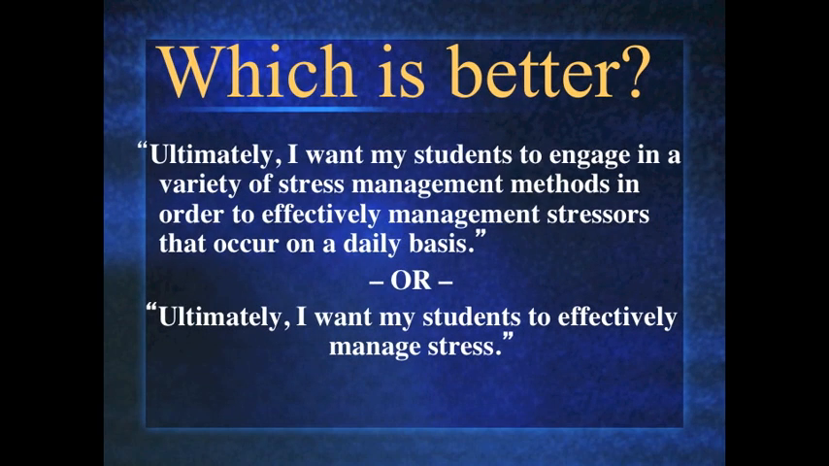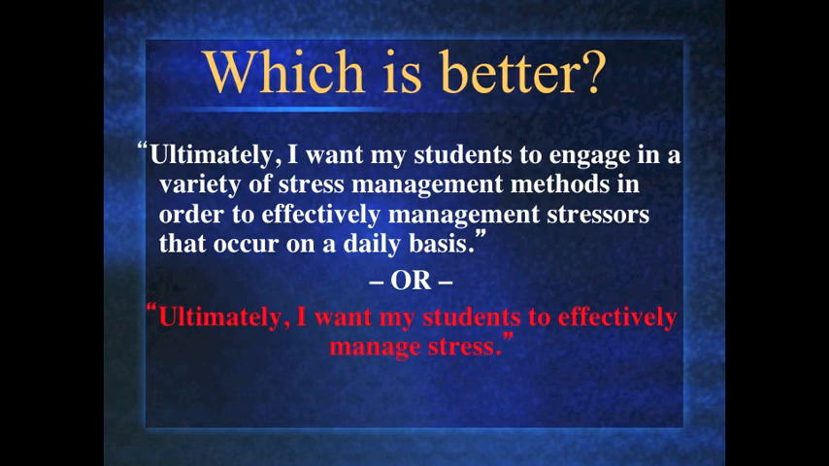Which of these two is the best example of an overall goal? Ultimately, I want my students to engage in a variety of stress management methods in order to effectively manage stress that occur on a daily basis. Or, ultimately, I want my students to effectively manage stress. Ultimately, I want my students to effectively manage stress. This statement basically says the same thing that the first longer statement says, but it's stated more concisely.